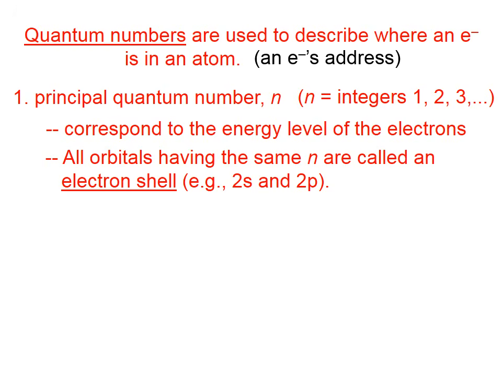N corresponds to the energy level of the electrons. All orbitals having the same n are called an electron shell. So for example, the second electron shell consists of the 2s orbital and the 2p orbitals in any atom.